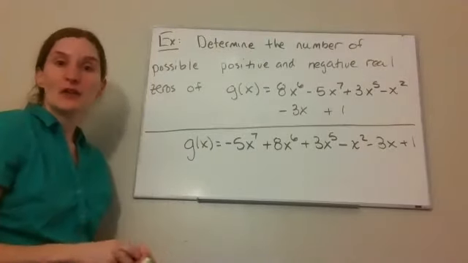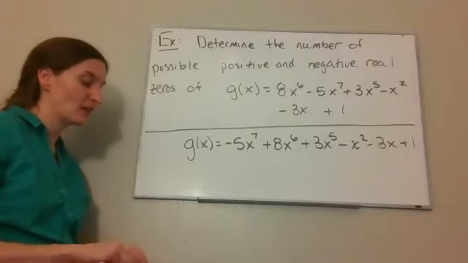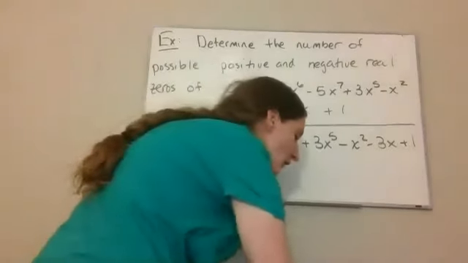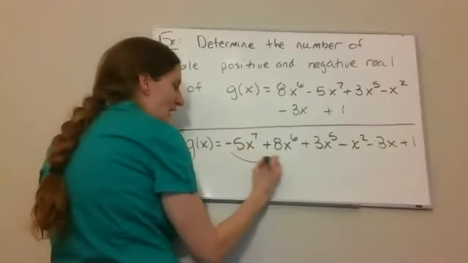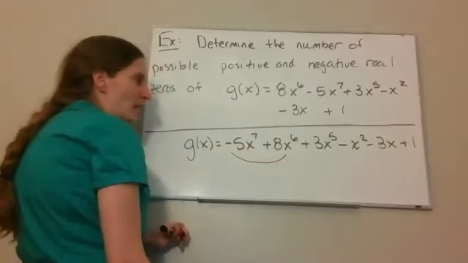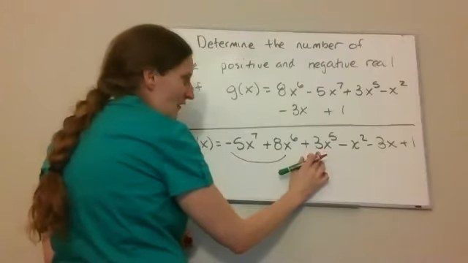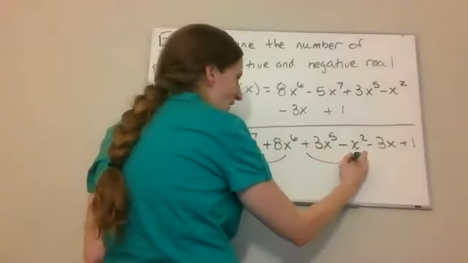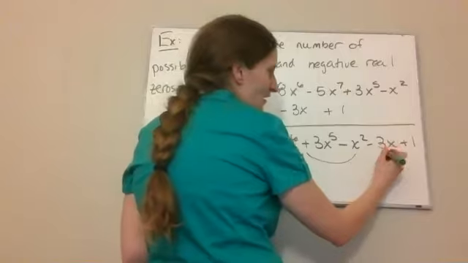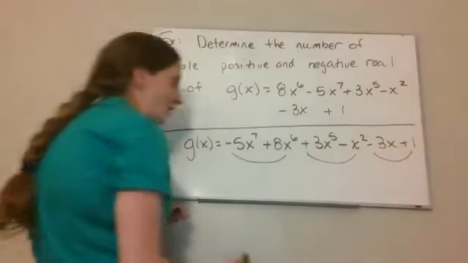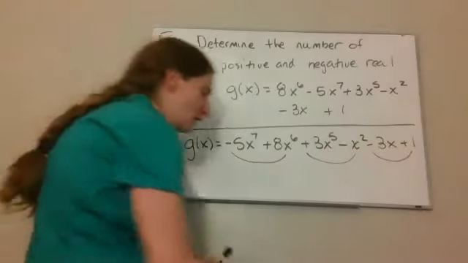So to figure out the number of positive real zeros, we need to figure out the number of sign changes for this function. Well, here I changed from negative to positive, so that's a sign change. This goes positive to positive, that's not a sign change. But positive to negative is, negative to negative is not, but negative to positive is. I have 1, 2, 3 times we change signs.